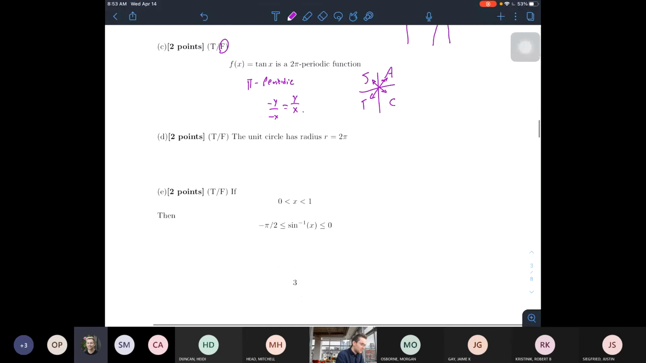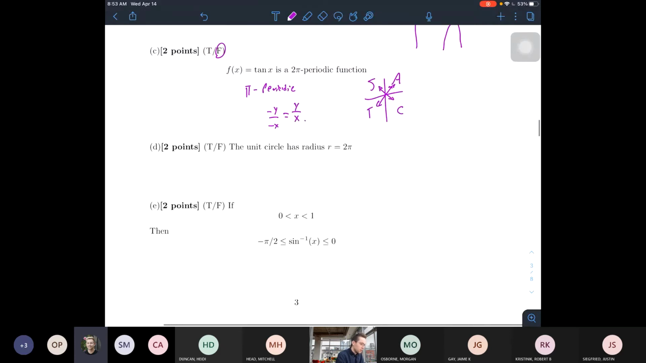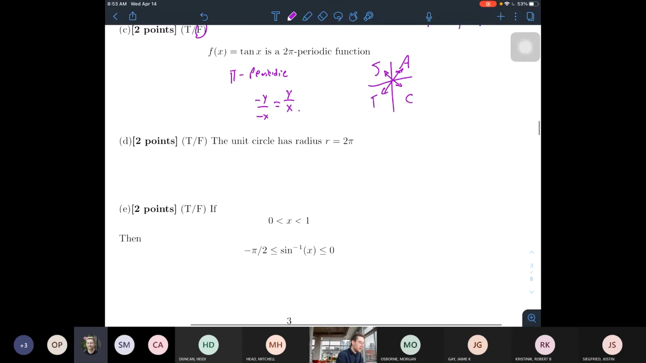Okay, so that's the next one. Then, the unit circle has radius 2 pi. This is false. The radius of the unit circle is 1. This is why we call it the unit circle. It has circumference 2 pi.